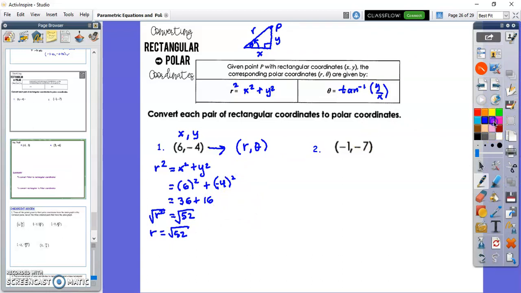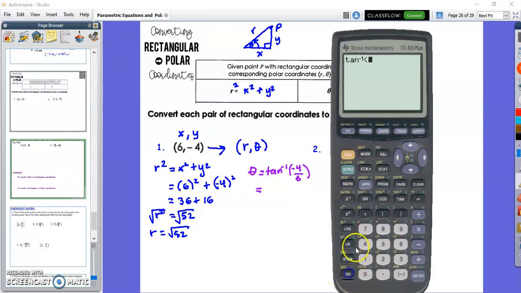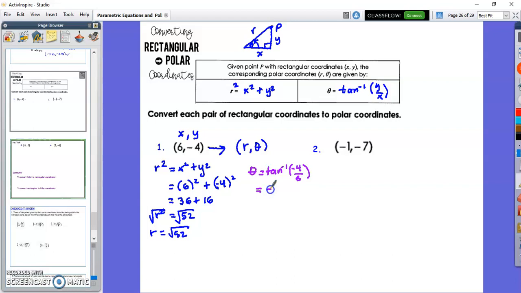Now for us to get the theta, we'll use arctangent of y over x, which is negative 4 over 6. Grabbing your calculator, make sure it's in degrees. I'm going to check for degrees mode first, so it's in degrees, and I can go ahead and do it now. Arctangent of negative 4 divided by 6 is equivalent to negative 33.69 degrees.